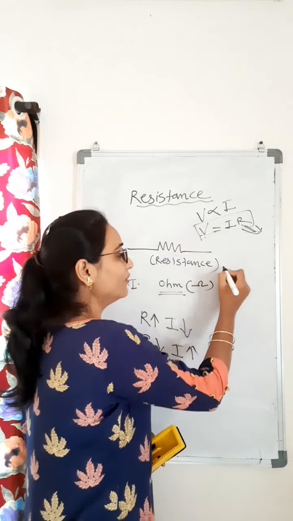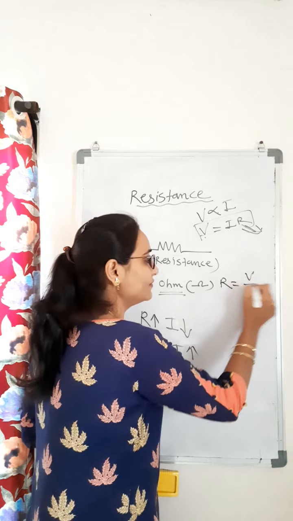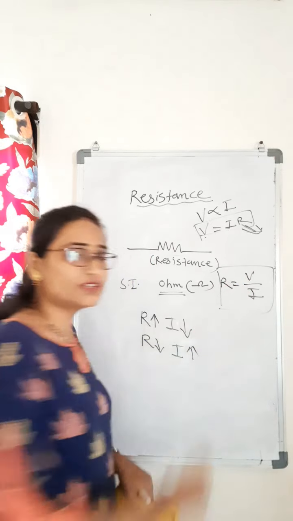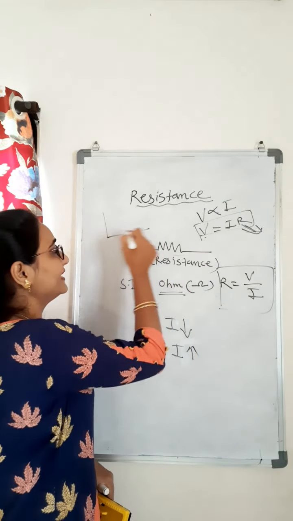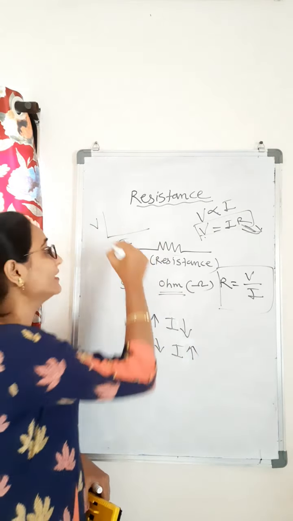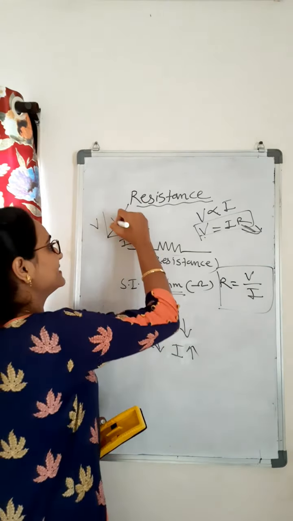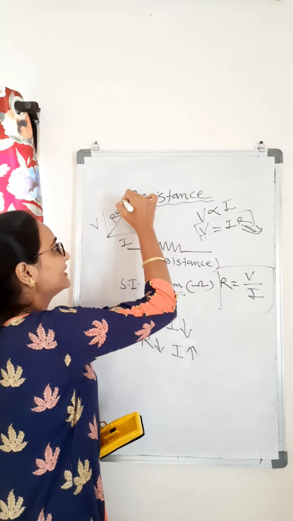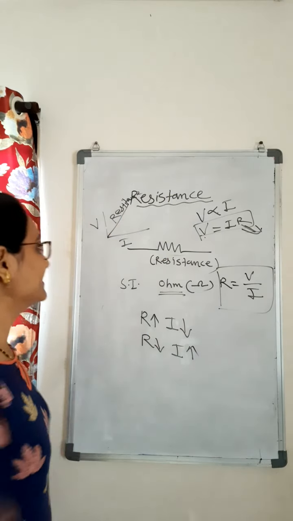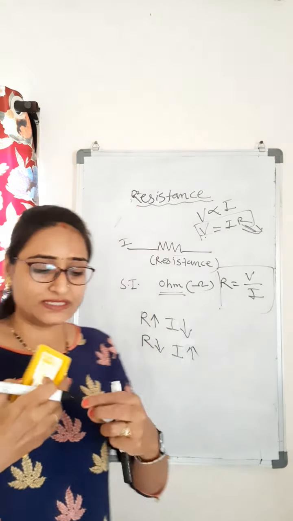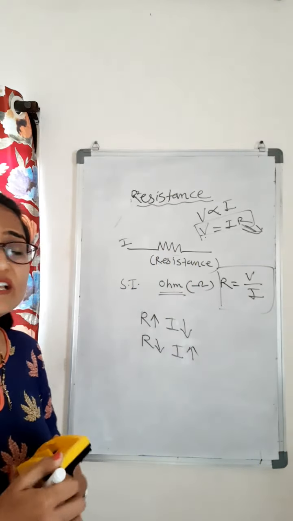From this formula, what formula for R will you get? R equals V by I. In the last session, when we saw the VI graph, with potential on one axis and current on the other, the slope of the VI graph is giving us the resistance. So, resistance is that which opposes the flow of electric current. Why is resistance there? See here.